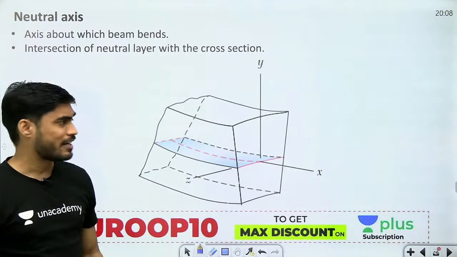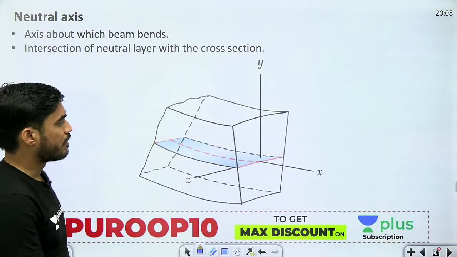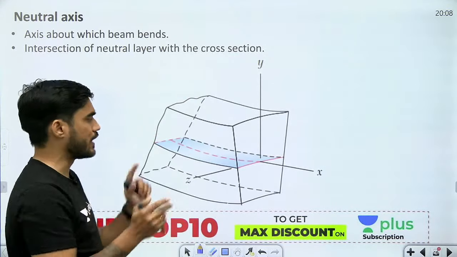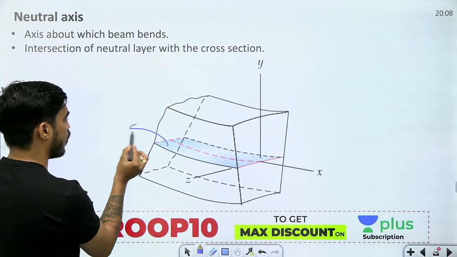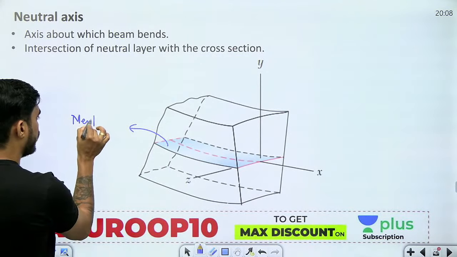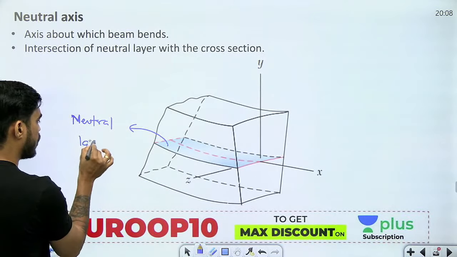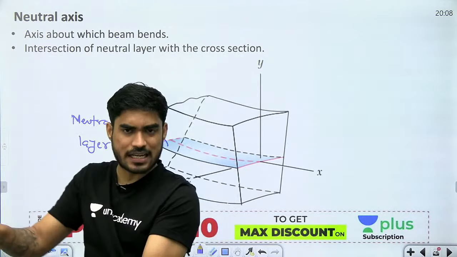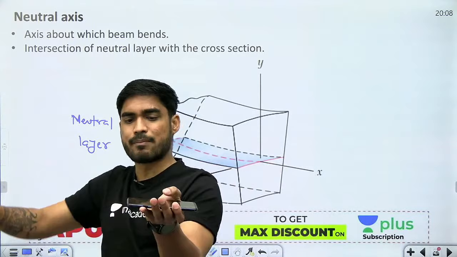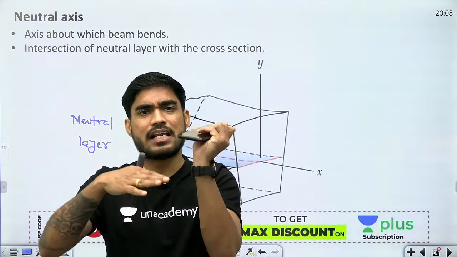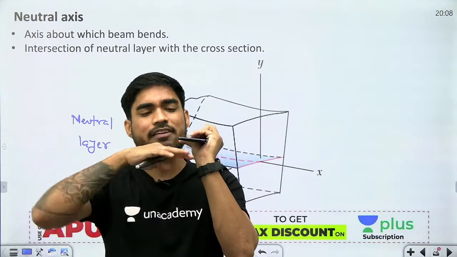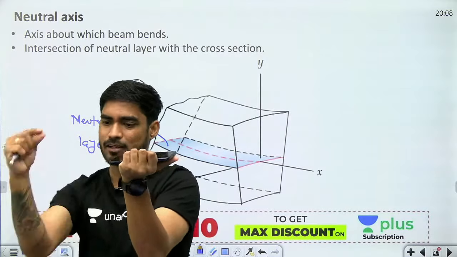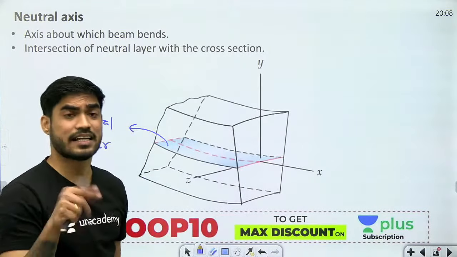Now in order to understand that, we have this beautiful diagram. I have considered one part of the beam, a very small piece of the beam. This is the neutral layer. If I cut the beam using the neutral layer, then this neutral layer will cut the cross section along a line. That line is the neutral axis.